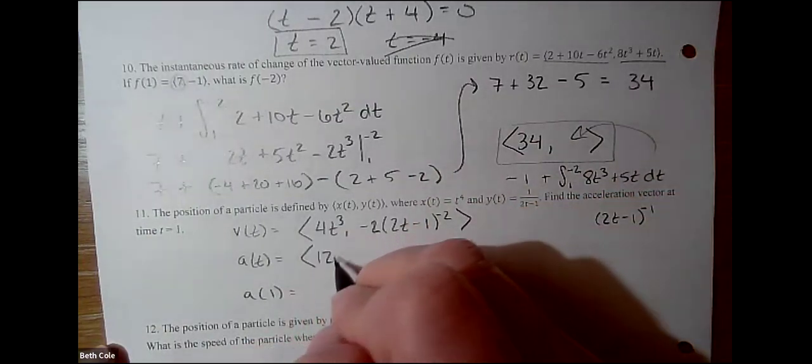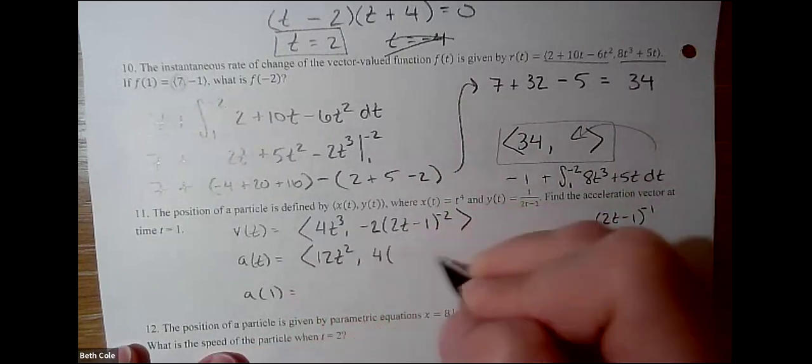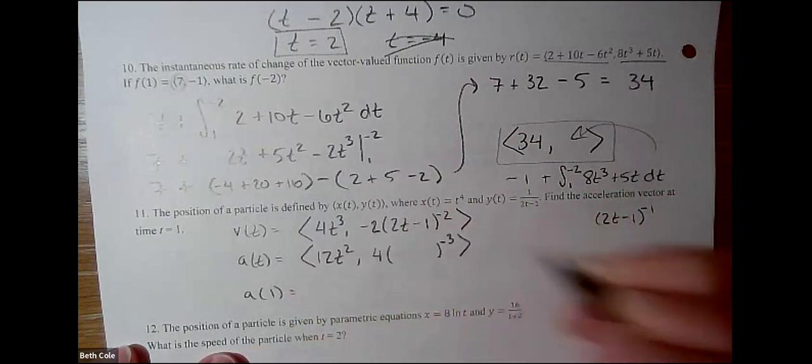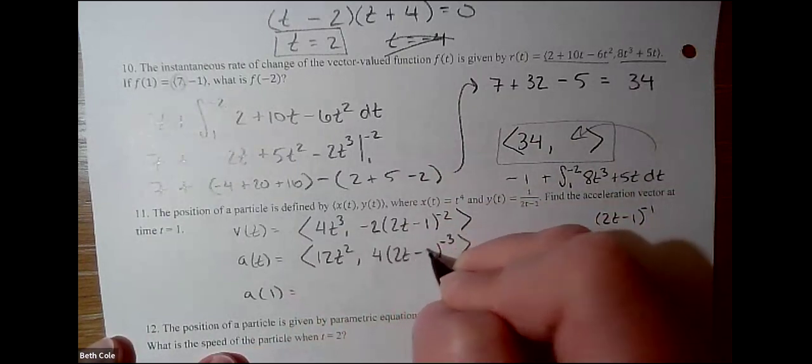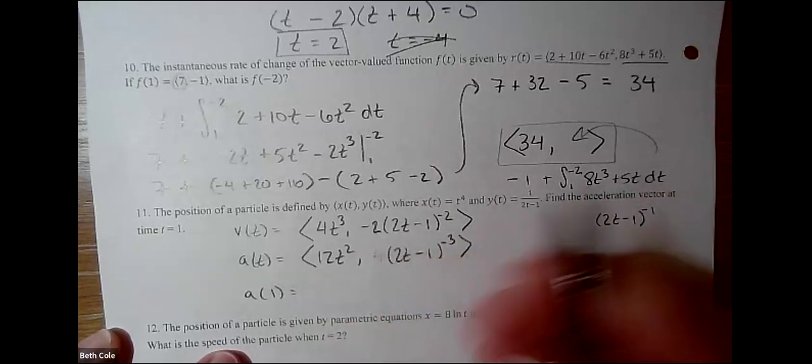Now we're going to do acceleration. 12t squared. This is going to come down and be +4. It's going to drop to a -3. Insides stay the same. And then you have to chain on the 2 again. So this is going to become an 8.